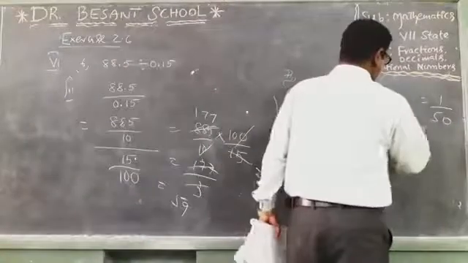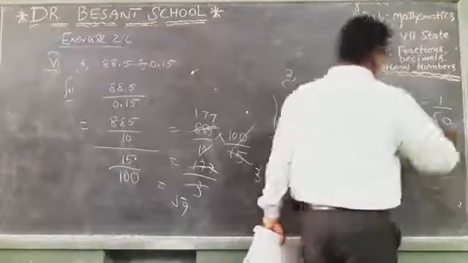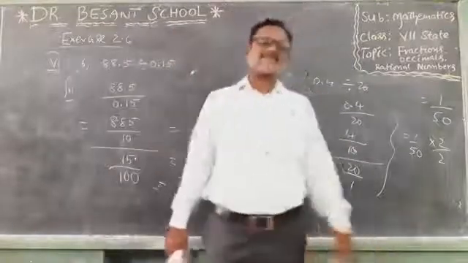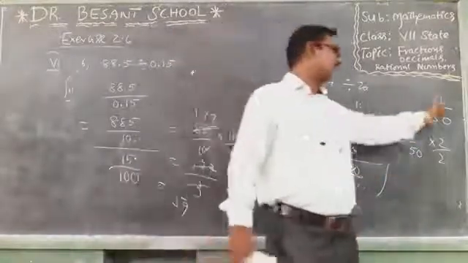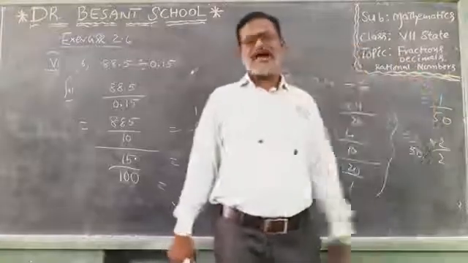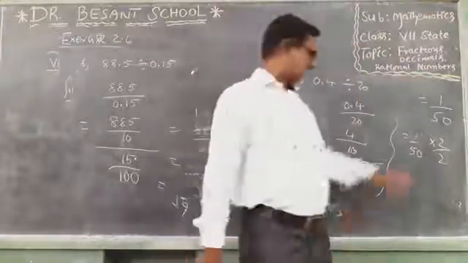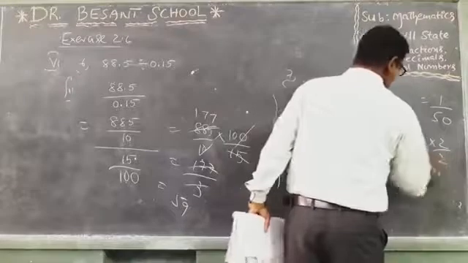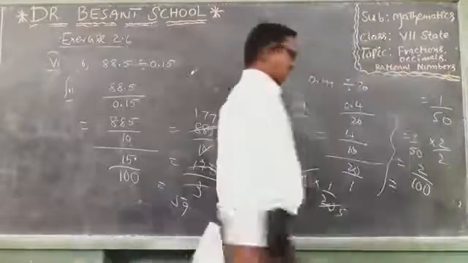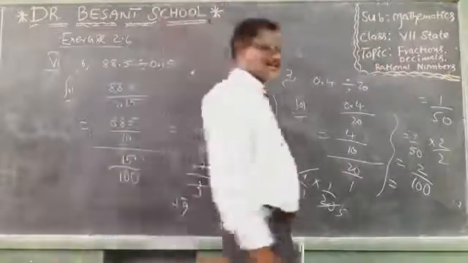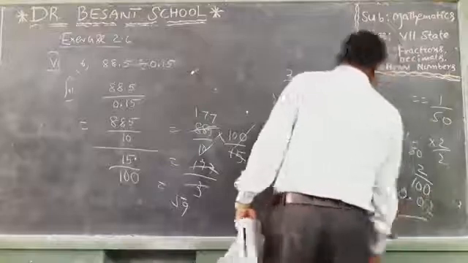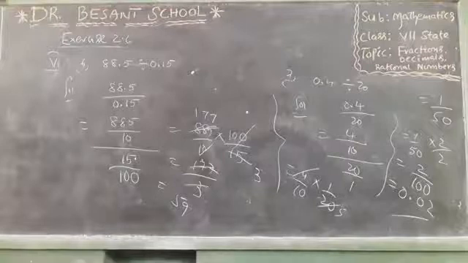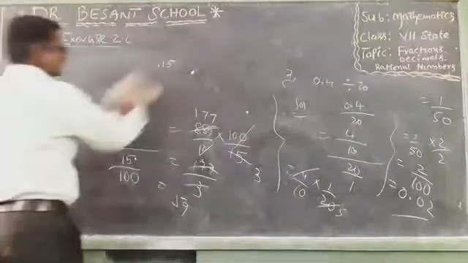So how will we write? 1 by 50 into 2 by 2. I multiplied and divided by 2 to convert the denominator into a power of 10. Instead of simplifying 1 by 50 directly, you have to express the denominator as a power of 10, so I multiplied and divided by 2. So numerator is 1 2s are 2, denominator is 50 2s are 100. Denominator is 100, which means 2 zeros are there. After the point, 2 digits. So 0.02.